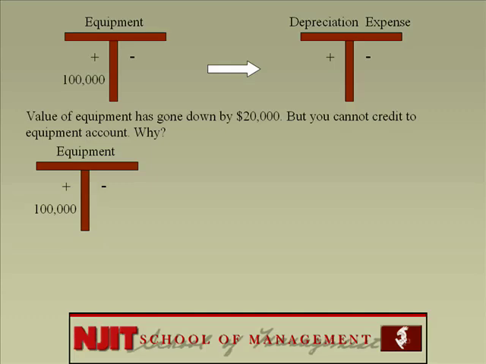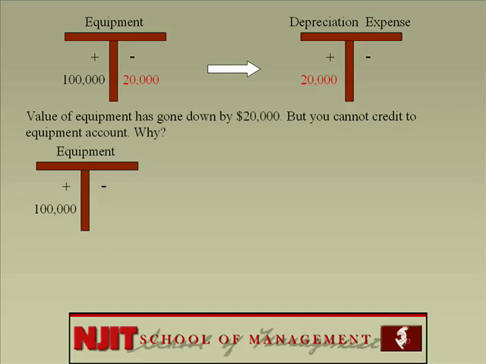If the value of the equipment goes down 20, you credit equipment 20,000 and you debit depreciation expense 20,000. It looks good, but there's a problem. In real life, you can't show 20,000 as a minus in equipment. You cannot do that. Why?